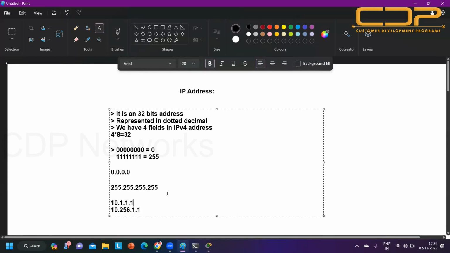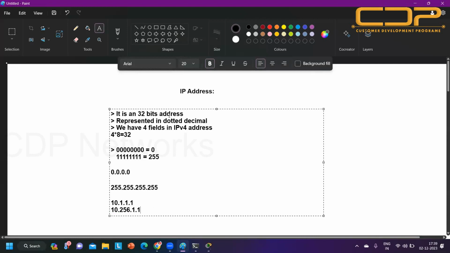Sometimes interviewers also ask this type of question. They will write down one IP address in front of you and ask whether this IP address is valid or invalid. And if you say it is invalid, they will ask you why. What is the reason? The reason is very simple: in the second octet the value is 256, and this is not possible with the help of 8 bits. We can't write 256 with 8 bits. Fine. This is the reason why this IP address is invalid.